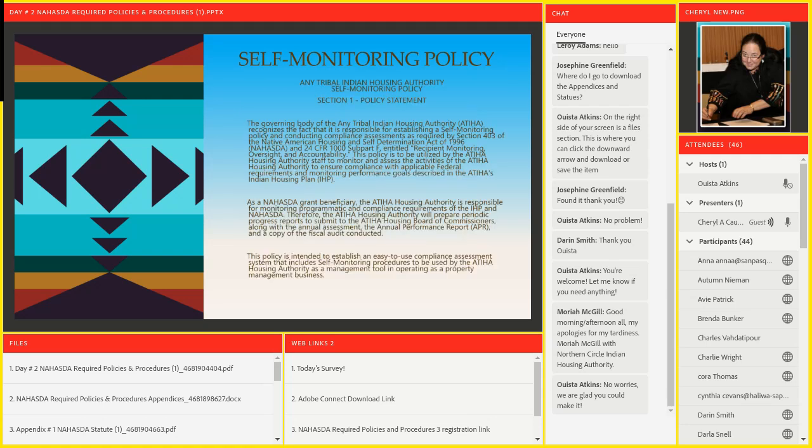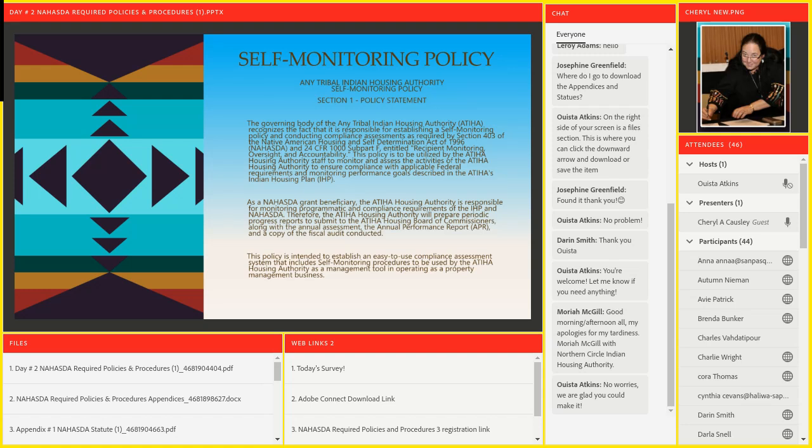This is a sample policy. The governing body basically recognizes the fact that they're responsible for establishing a self-monitoring policy. Conducting compliance assessments is required by Section 403 of NAHASDA and 24 CFR Part 1000, Subpart F, entitled Recipient Monitoring, Oversight, and Accountability. The policy is to be utilized by the housing entity to ensure compliance with applicable federal requirements and monitoring performance goals described within their IHP.